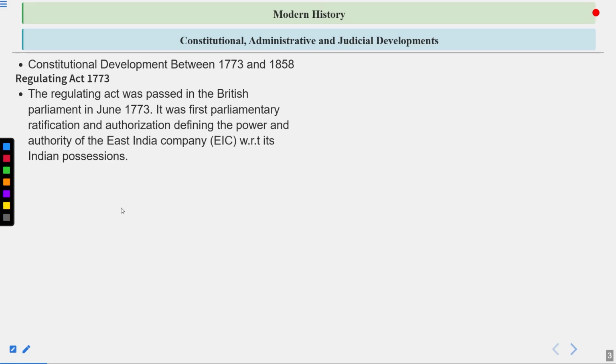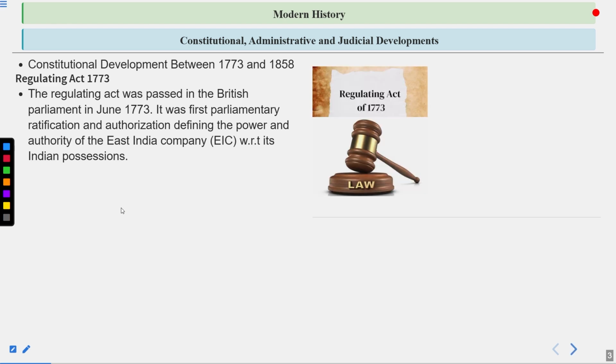You can also understand it with the word regulation. It is a kind of regulation that was put on the East India Company, and that defined the authority and the power of the East India Company in India's possessions. So I hope it is all clear. This particular act came during the time when Warren Hastings was the Governor of Bengal. Through the Regulating Act of 1773, he was made the Governor General of Bengal. So do remember, he was the first Governor General of Bengal.